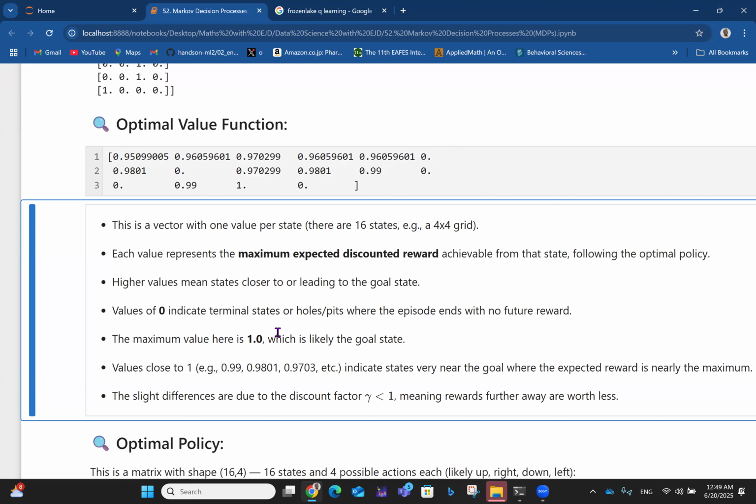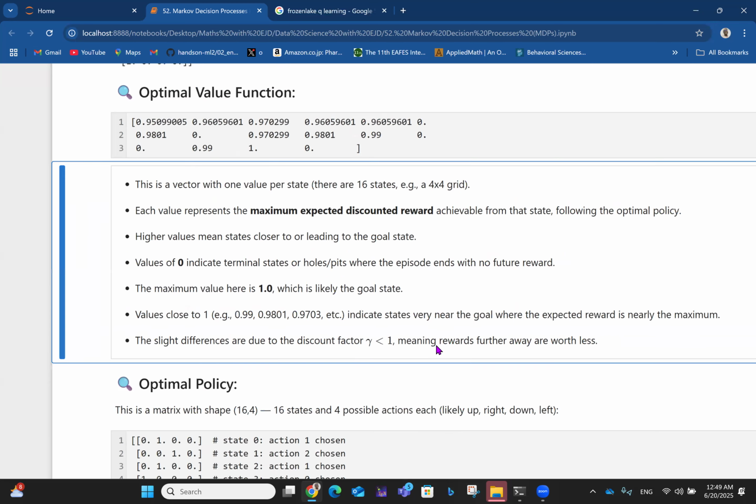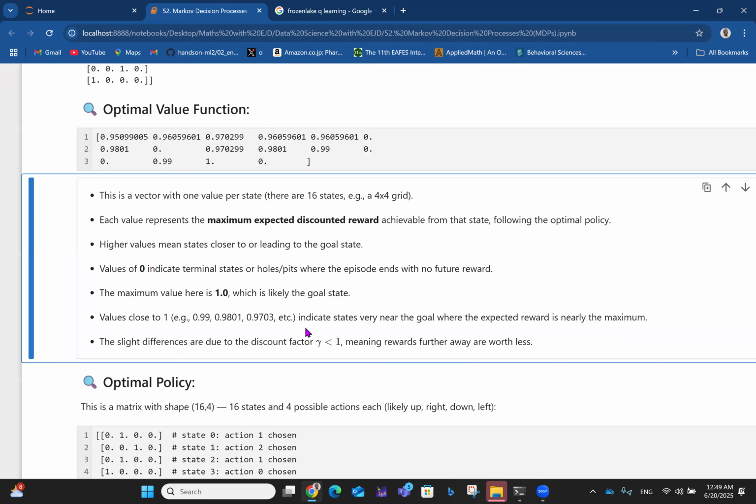Then the maximum value here is 1.0, just like you see, which is likely the goal state. Then you also have values close to 1, e.g. 0.99, 0.9801, 0.9703. This indicates states very near the goal where the expected reward is nearly the maximum. So at 1, you get the maximum reward. Close to 1, you get some reward. The slight differences are due to the discount factor gamma, which is less than 1, meaning rewards further away are worth less.